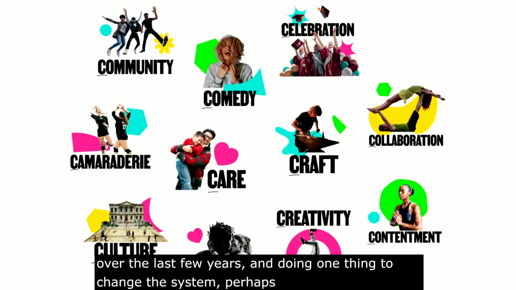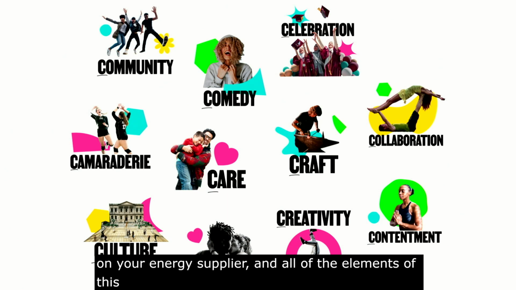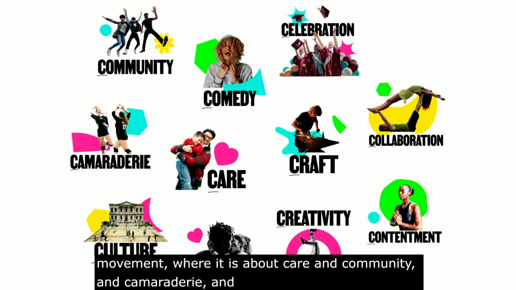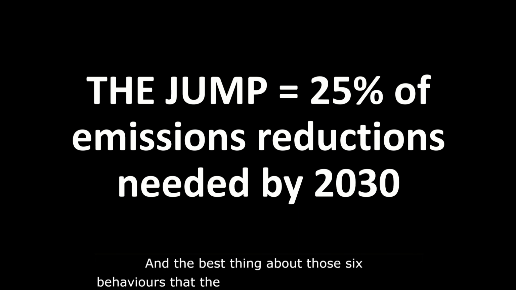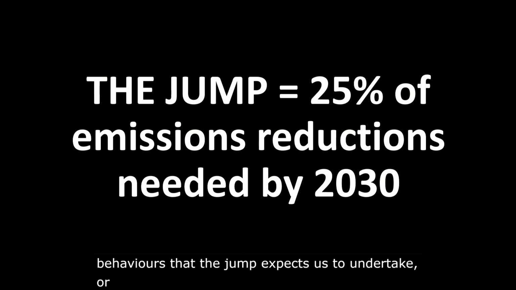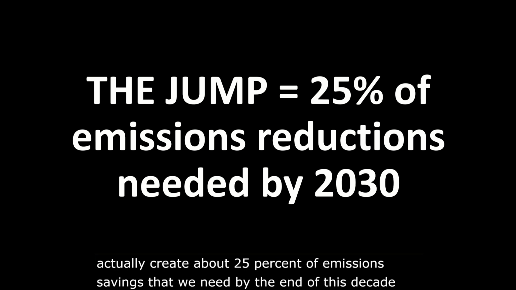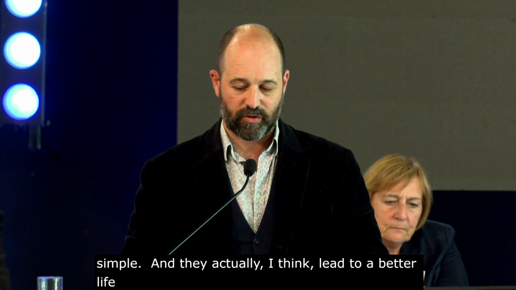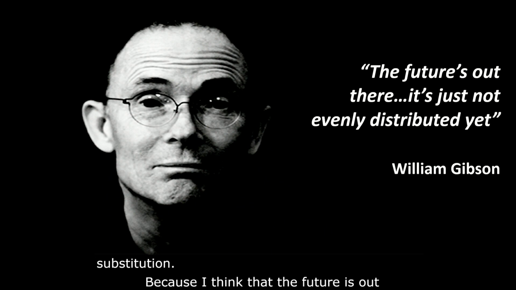And all of the elements of this are very much, I think, inherent parts of the cooperative movement, where it is about care and community and camaraderie and creativity and collaboration. And the best thing about those 6 behaviours that the JUMP expects us to undertake is they would actually create about 25% of the emission savings we need by the end of this decade if we all adopted them at scale. And they're quite simple. And I think they lead to a better life, which is not about sacrifice, it's just about smart substitution. Because I think the future is out there. It's just not evenly distributed yet.